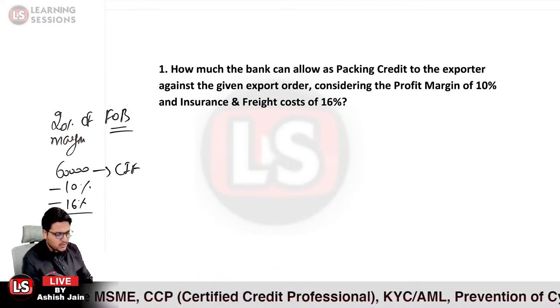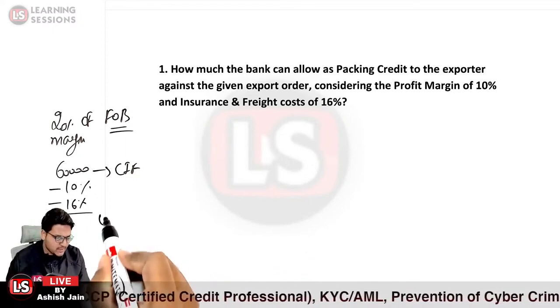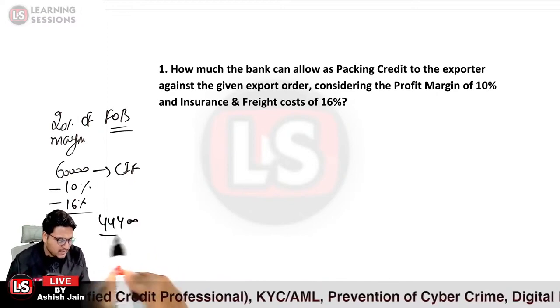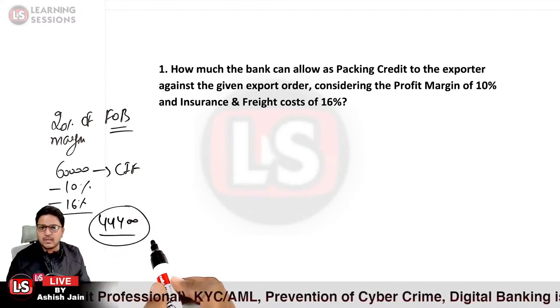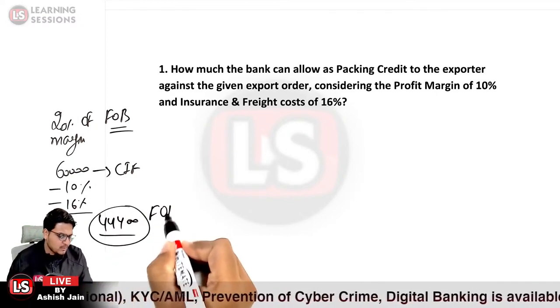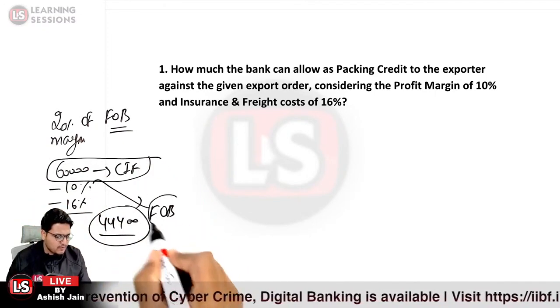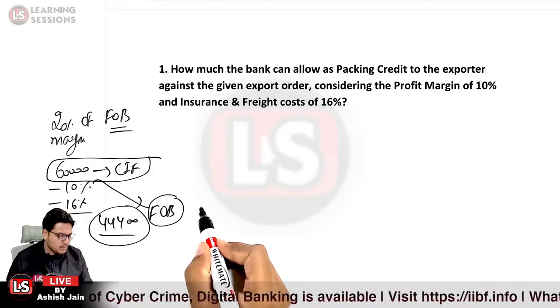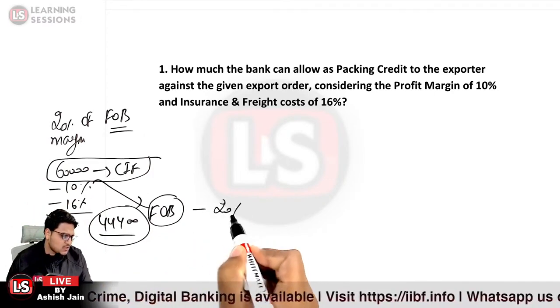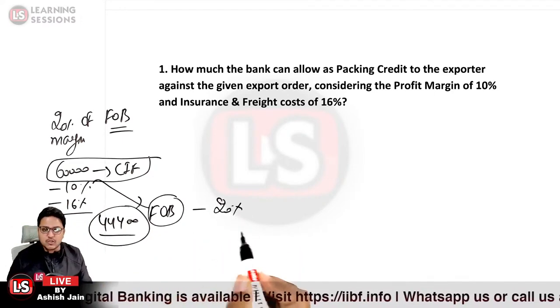That is basically 44,400 USD, and this is the value we have covered so far. This is a FOB value, because we were having the CIF value, and further we approach the FOB value, and further we need to consider a margin of 20% too. So that is also to be deducted.